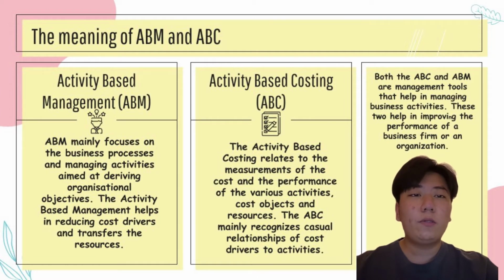Firstly, let me introduce what ABM is and what ABC is. ABM means activity-based management, and ABC means activity-based costing. ABM focuses on the business process and the managing activities and delivering organizational objectives. Activity-based management helps in reducing cost drivers and transferring the resources.